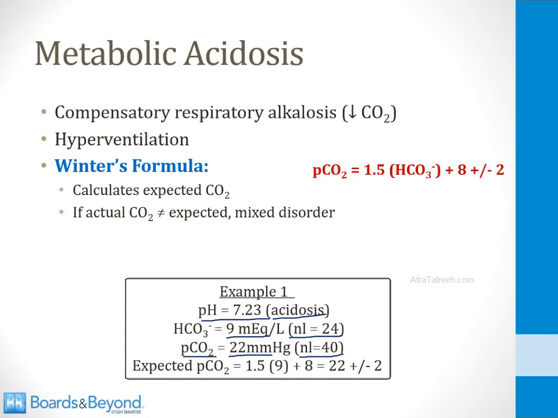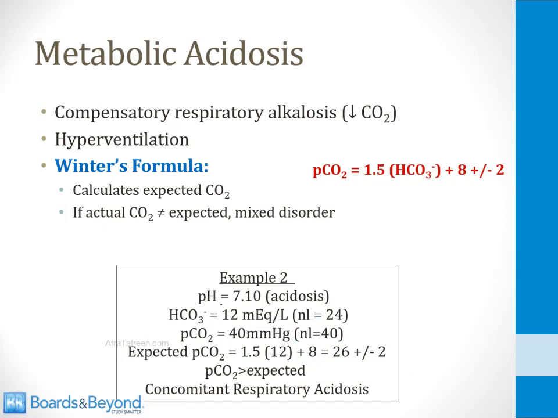We now want to know if there is a second acid-base disorder present besides the metabolic acidosis, and to do that, we use Winter's formula to see if the actual CO2 matches the expected CO2. This is Winter's formula right here. If we plug in the values from the question, Winter's formula says the expected carbon dioxide level is 1.5 times 9 plus 8, which equals 22, plus or minus 2. And our actual carbon dioxide level falls within this range, it's 22. This means we do not have a secondary acid-base disorder present. We only have one disorder, and that is a metabolic acidosis with appropriate respiratory compensation.